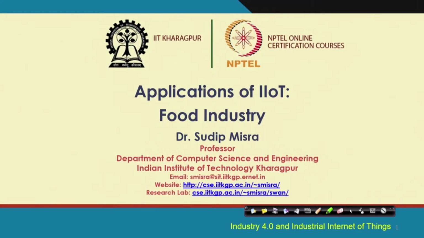Another application of IIoT is in the agriculture and food industry. So, in the food industry, let us first try to understand what actually happens. We have agricultural produce that comes from the field, then is taken through different processes, and finally the consumers consume the agricultural produce. Let me elaborate this a little bit further.